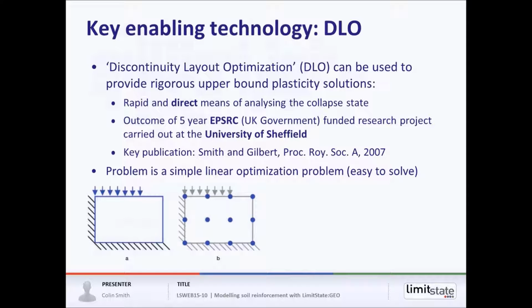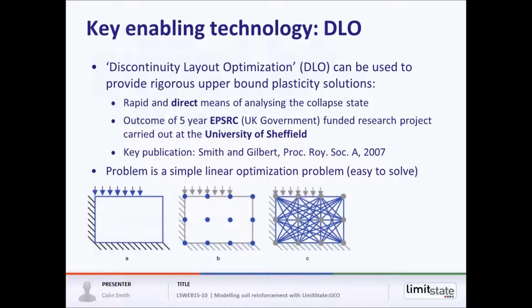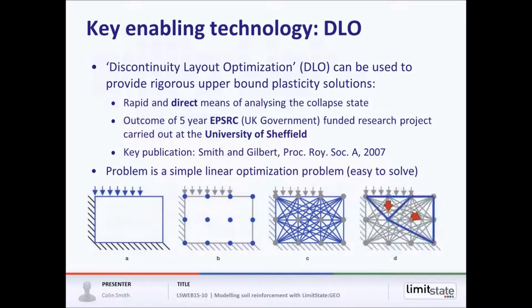So here I've got 12 nodes, and we connect every node to every other node with a potential slip line. In this case, that's 12 times 11 over 2, so that's 66 potential slip lines. Then we formulate all those potential slip lines as a linear optimization problem and feed it into a powerful optimizer, which picks out the key slip lines that form the critical mechanism that dissipates the least energy.